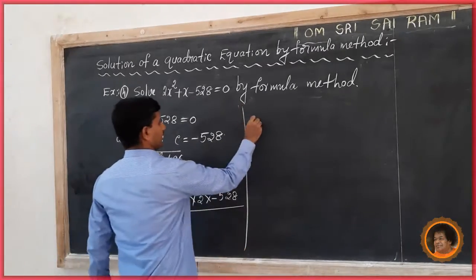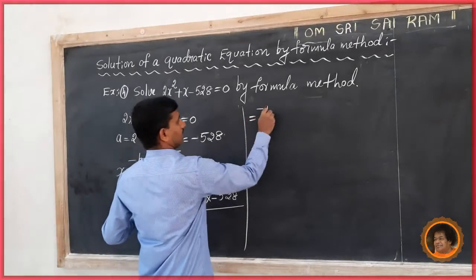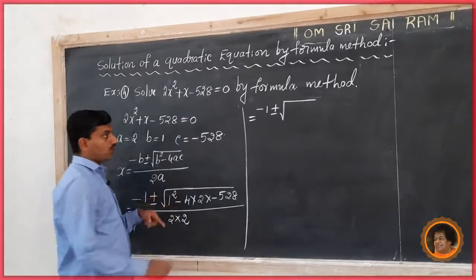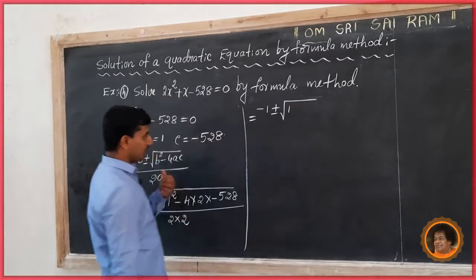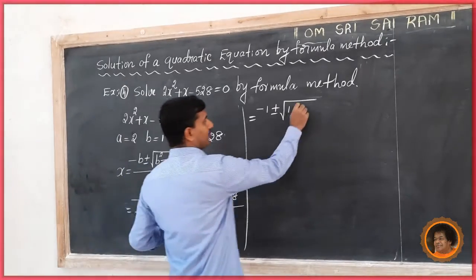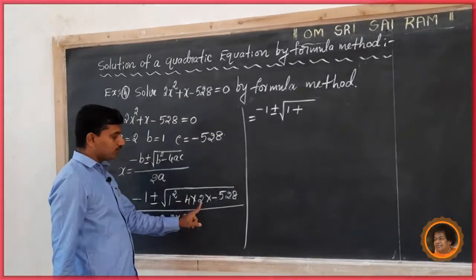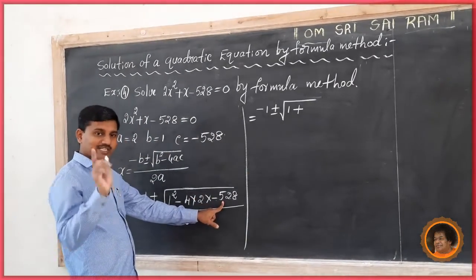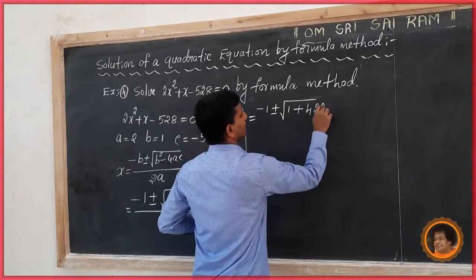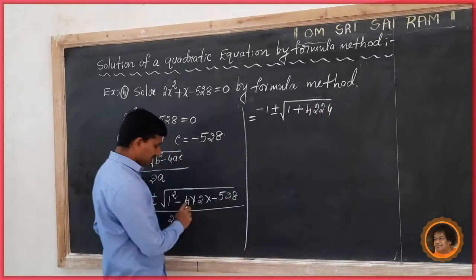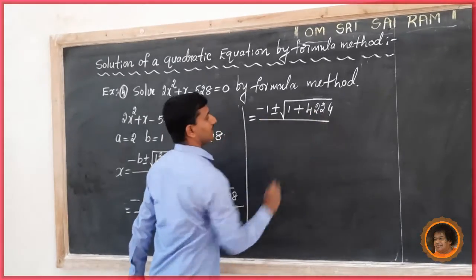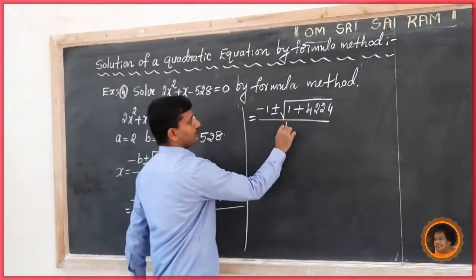Now simplify. So equal to minus 1 plus or minus square root of 1 square. 1 square is 1. Minus into minus, what is the sign? Minus into minus is plus. So 4 into 2 into 528: you multiply 4 into 2 into 528, that is 4224. So the product is 4224, divided by 2 into 2, 4.